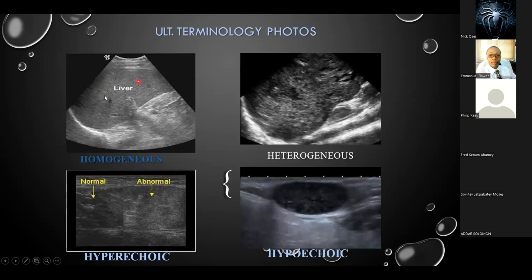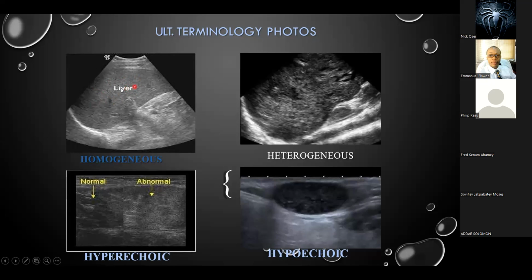Okay, so this is the liver on my left here. You can see that this picture here is very homogeneous because the density of the white here is fairly uniform. I hope you can all see that. This is how the liver would appear.